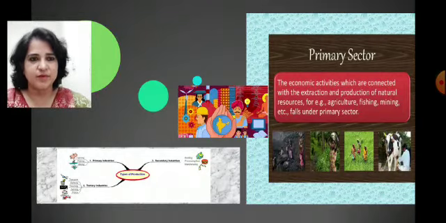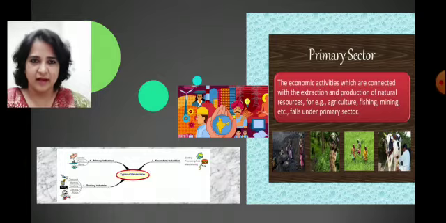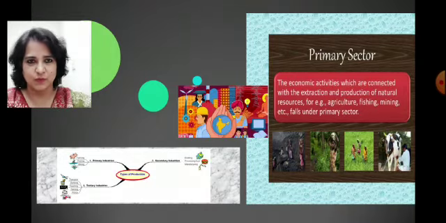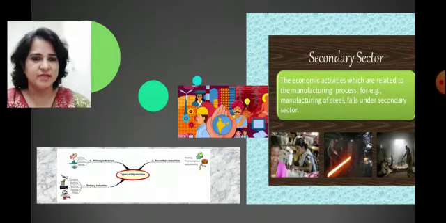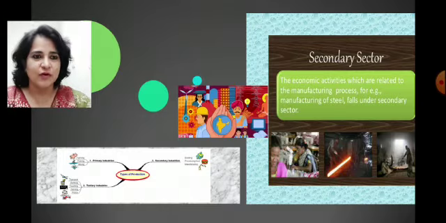Now let us see primary sector. The economic activities which are connected with the extraction and production of natural resources. For example, agriculture, fishing, mining, etc. They all fall in this category. Here you have a concept map also. Now let us look at the secondary sector. The economic activities which are related to the manufacturing process, that means your industrial sector majorly. For example, steel manufacturing, or what else can you take as an example? We were talking about thread making. So they fall in the category of secondary sector.